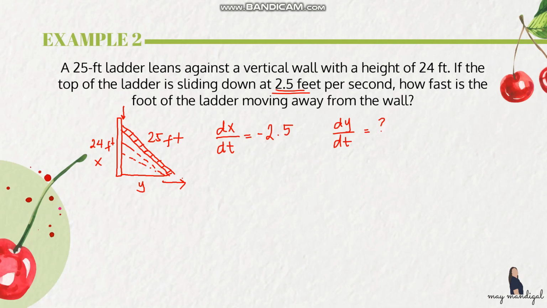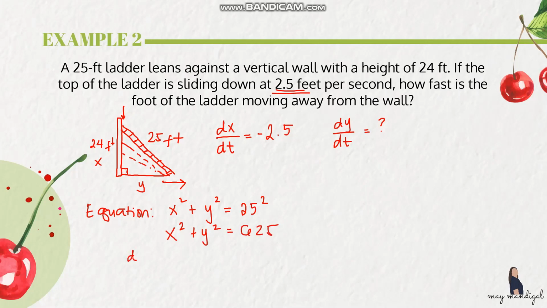Now, we already know the missing quantities. We have to write now the equation. So what equation now should we use? If you look at this illustration, you will see that we formed here a right triangle. Therefore, we can use the Pythagorean Theorem, which is the sum of the squares of the legs equals the square of the hypotenuse, which in this case is 25. So 25 squared. So this is the equation that we will be using. So let's just write x squared plus y squared equals 625.